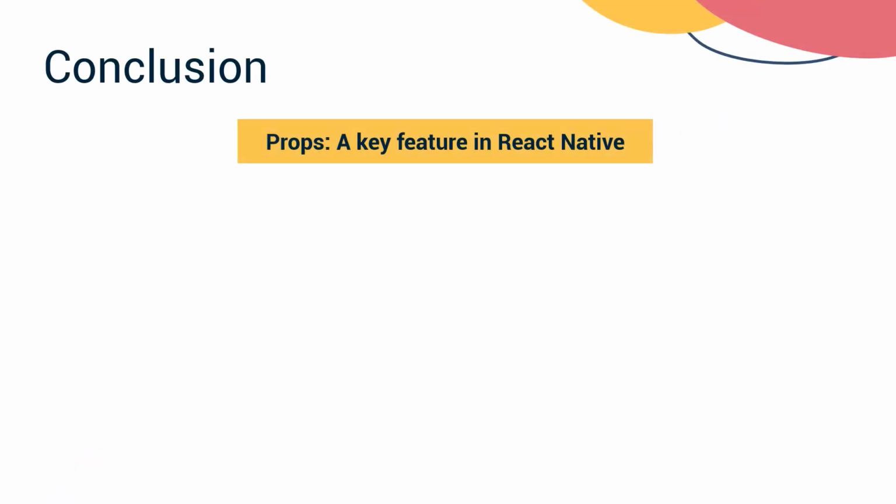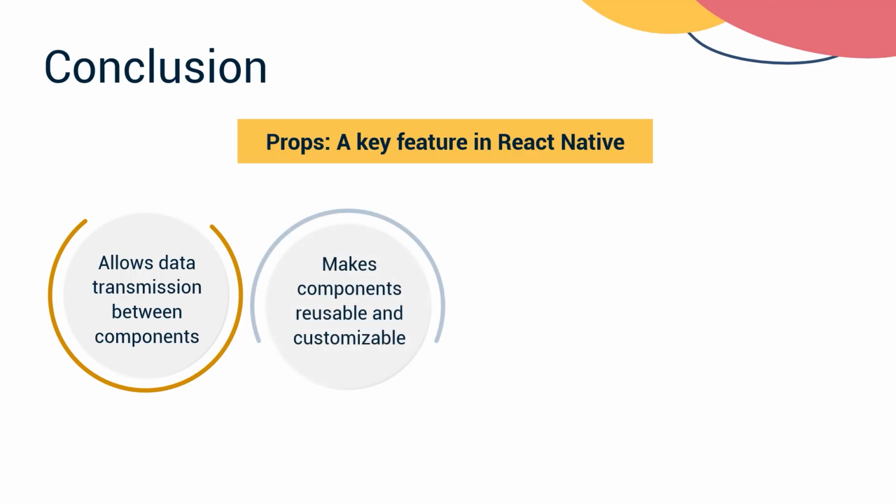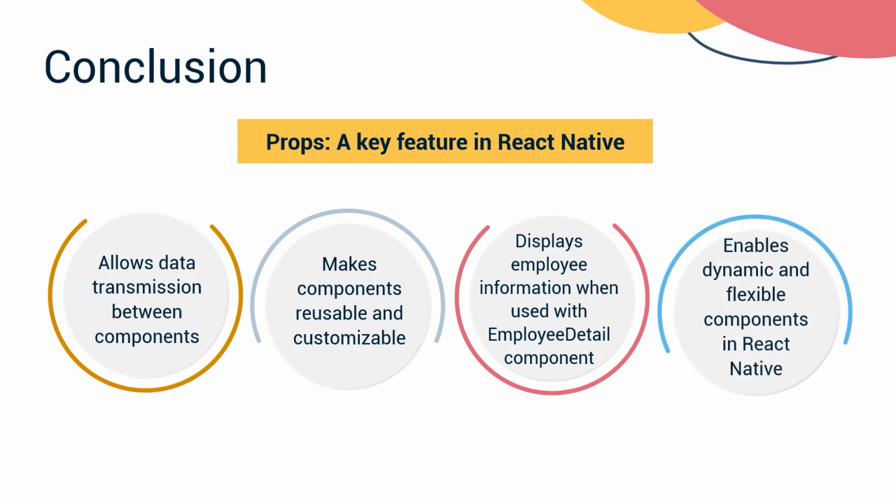To conclude, props are a key feature in React Native that allows data transmission from one component to another, making the components reusable and customizable. The example of the employee detail component shows the use of props to display employee information, demonstrating how props enable dynamic and flexible components in React Native.